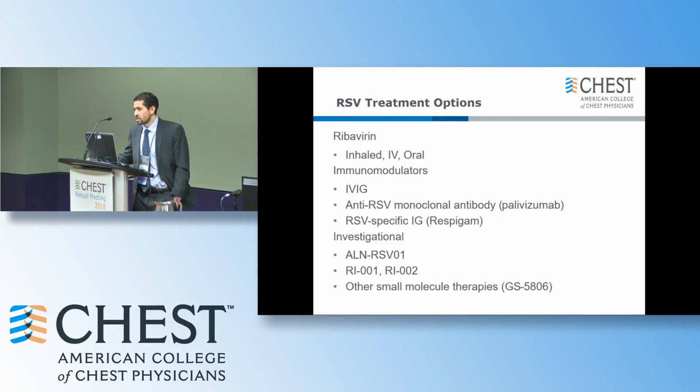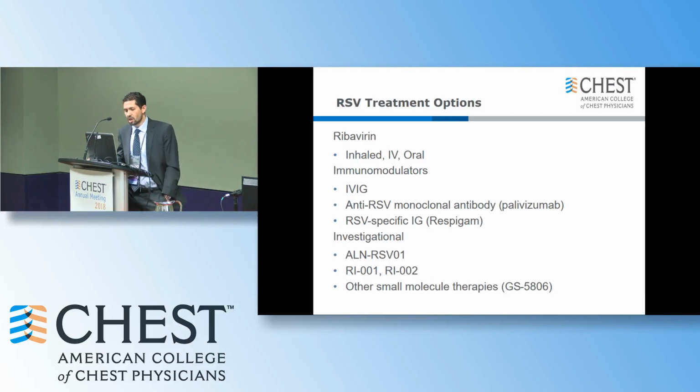Treatment options for RSV include antivirals, ribavirin. This can be in inhaled, IV, or oral formulations. The inhaled formulation is particularly problematic. It's a 12 to 18-hour inhalation. It is very expensive. It is teratogenic, so no pregnant women are allowed in the room. IV and oral formulations are somewhat cheaper, but they are associated with hemolytic anemia and with lactic acidosis.